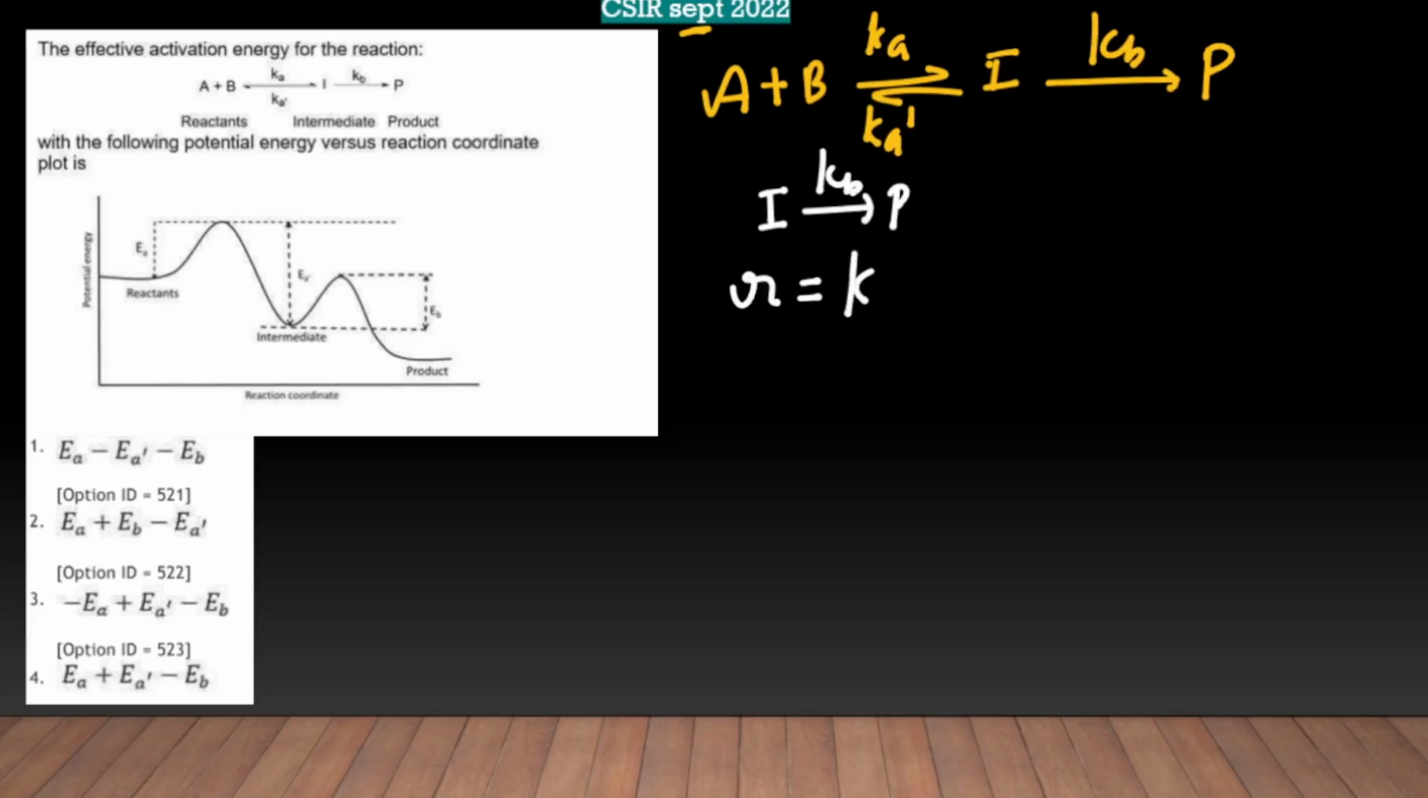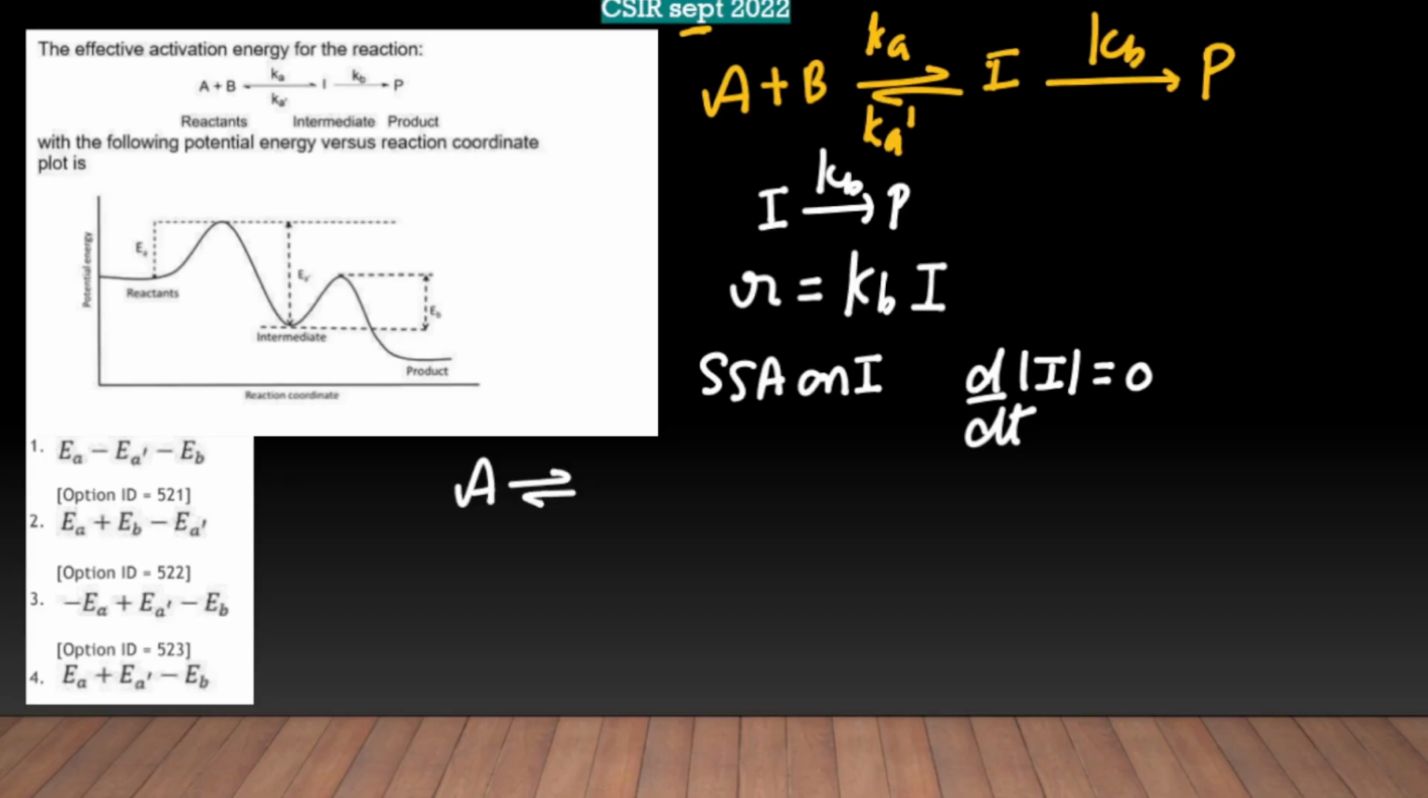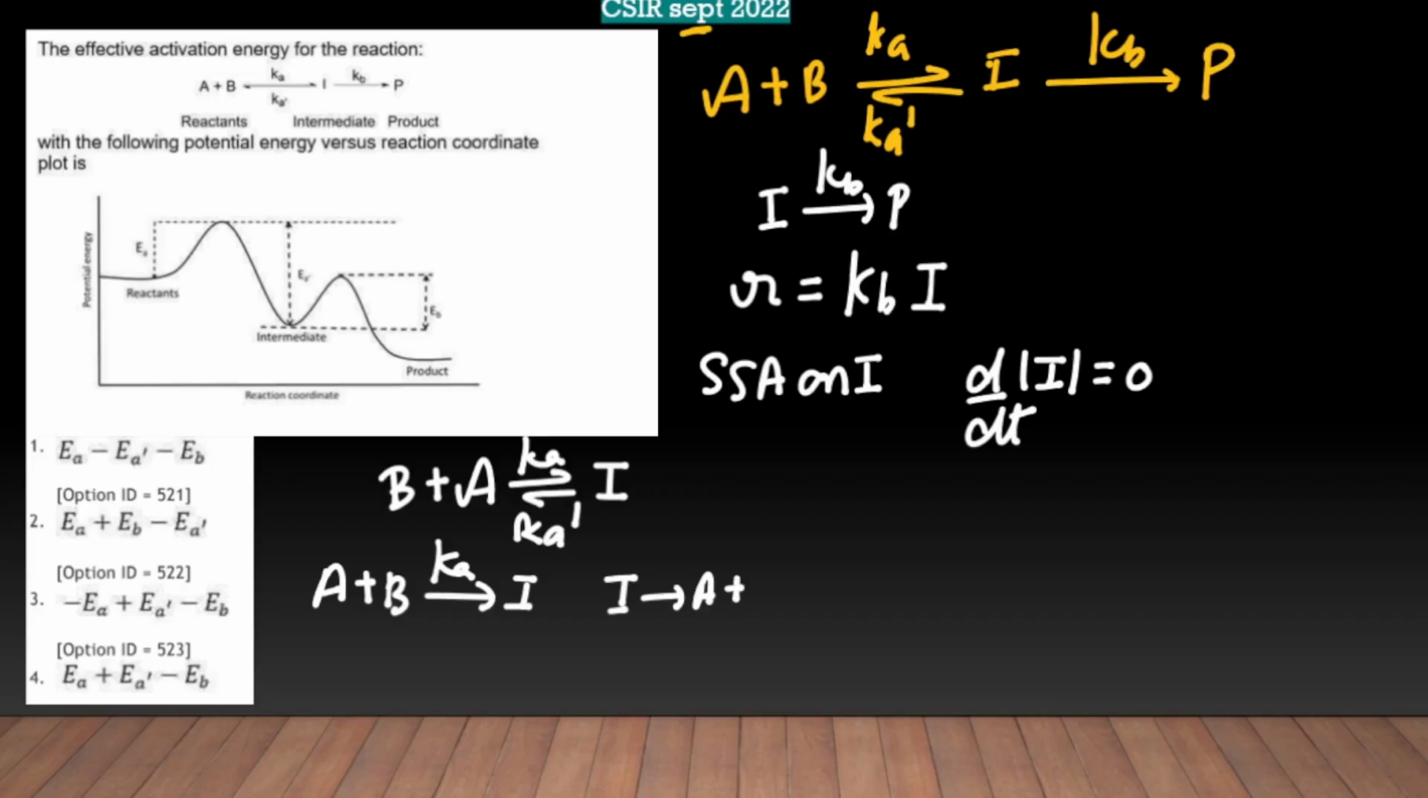So the rate will be equal to Kb times the intermediate I. Now I is the intermediate, its concentration we need to find out. So we have to apply the SSA on the I so that we can find its concentration. For that, d by dt of this I is equal to 0, right? So now here these equations we are having is A plus B giving us the I, rate constant Ka, and I is giving us the A plus B. This is with the rate constant Ka dash, right?